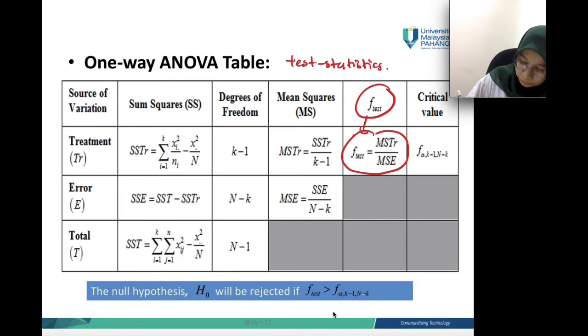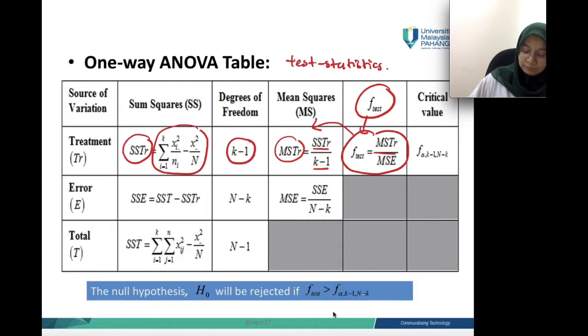So we move to here. How to get MSTR? MSTR equals SSTR divided by K minus 1. SSTR is given by this formula, and K minus 1 is the degree of freedom given by this formula. So SSTR divided by K minus 1, you will get the mean square treatment. Okay, MSE. How do we get MSE? MSE is equal to SSE divided by N minus K.